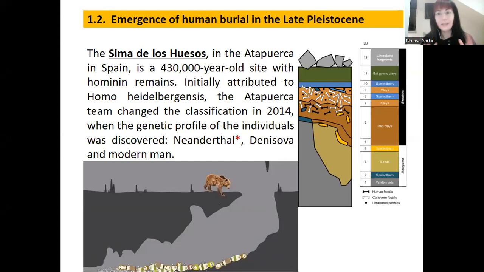Why Neanderthal has a red asterisk here is because in the past these remains were attributed to Homo heidelbergensis, but after DNA analysis, they discovered that they might actually be Denisovans, modern humans, or proto-Neanderthals, or some kind of local variation of Neanderthals. So here we have this black representing human fossils, and above that we have plenty of animal bones, and of the animal bones, most are carnivores. So what happened here?